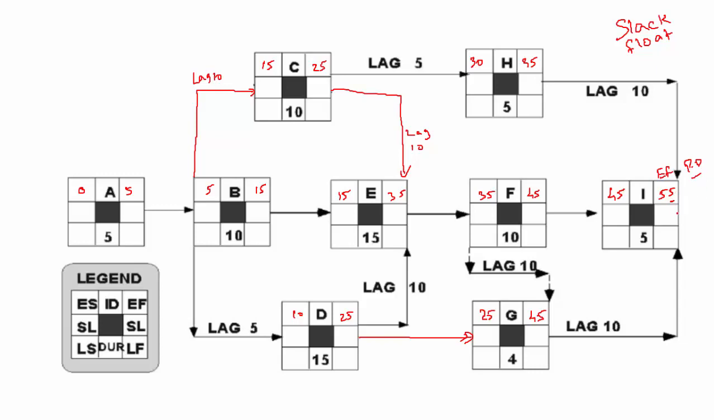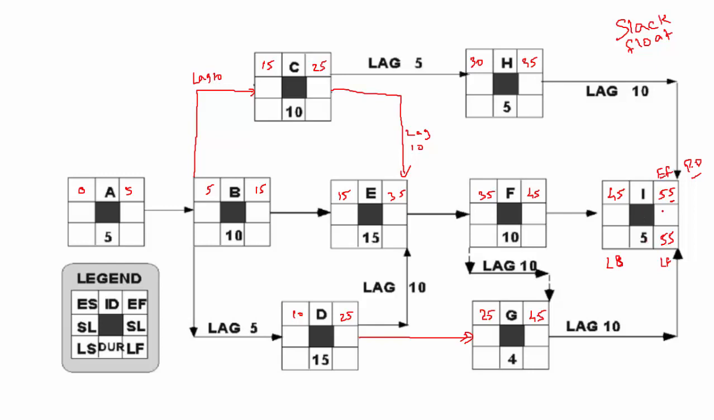All right. In the backward pass, we are going to calculate how late we can start and finish an activity, or what is the latest we should start or finish an activity. Since the project duration is 55 days, the latest I must finish activity I is on 55. So straight away you can copy down 55. Now this is the late finish and this is the late start.